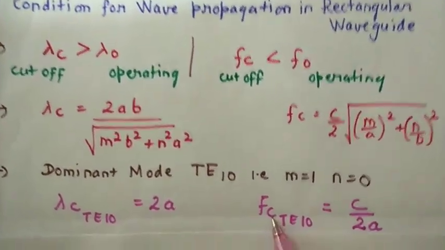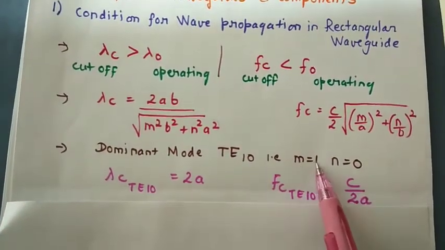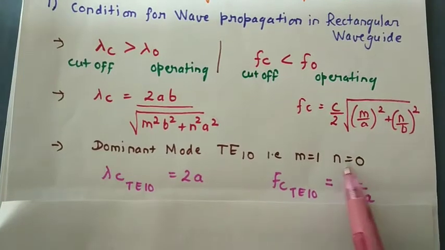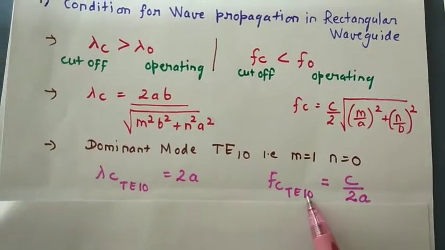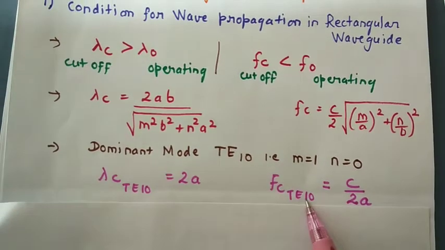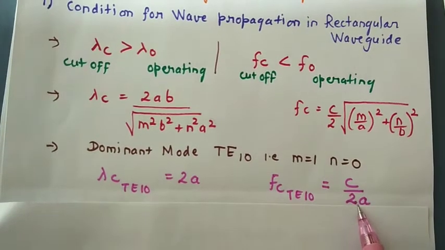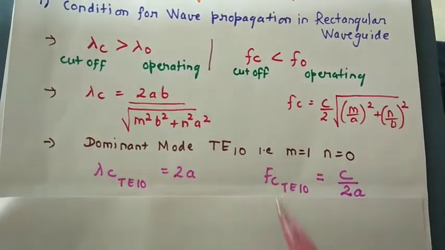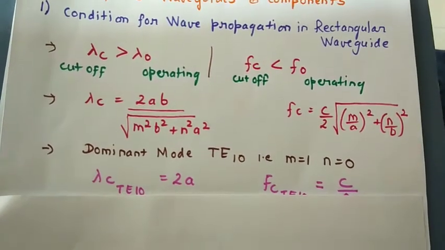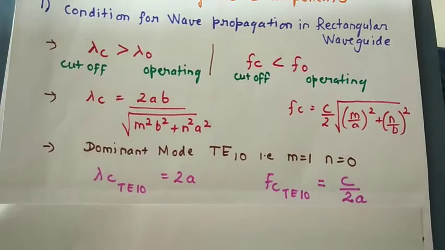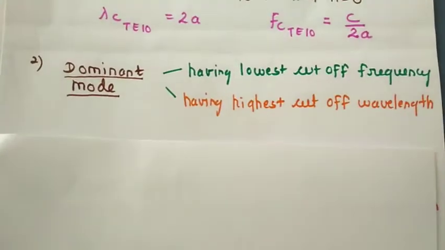Similarly, for the cutoff frequency, if m is equal to 1 and n is equal to 0, if you substitute the value here, then fc TE10, that is cutoff frequency for the dominant mode is c upon 2a. So this is the condition for wave propagation in rectangular waveguide. It will be more clear when we go for the numericals of this. Next is the dominant mode.